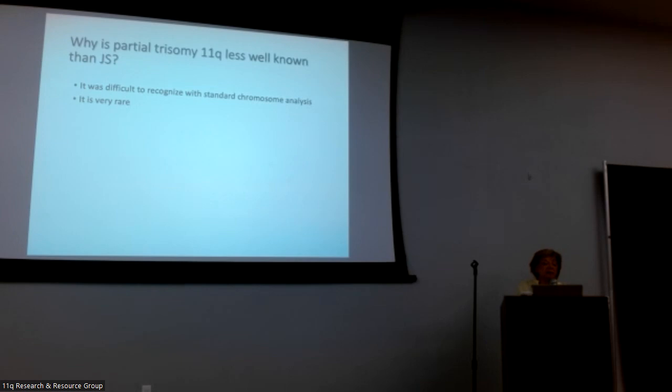Why is partial trisomy less well known than Jacobsen? Because it is more difficult to recognize on standard karyotype, and it is very rare. Why is it difficult to recognize? Look at the picture. This is a chromosome 11 deleted. You can see very easily that there is a missing part.